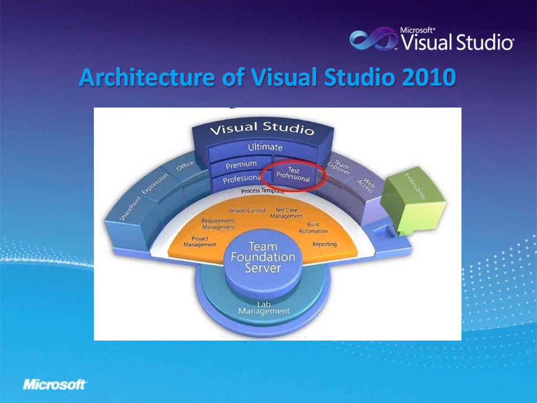Now if you see, Visual Studio contains different packages like Ultimate, then Premium, Professional, and Test Professional. So if a particular company wants to go with only testing activity, they can purchase Visual Studio Test Professional. So what are the components available in the test? These are the components that are available in the Test Professional.